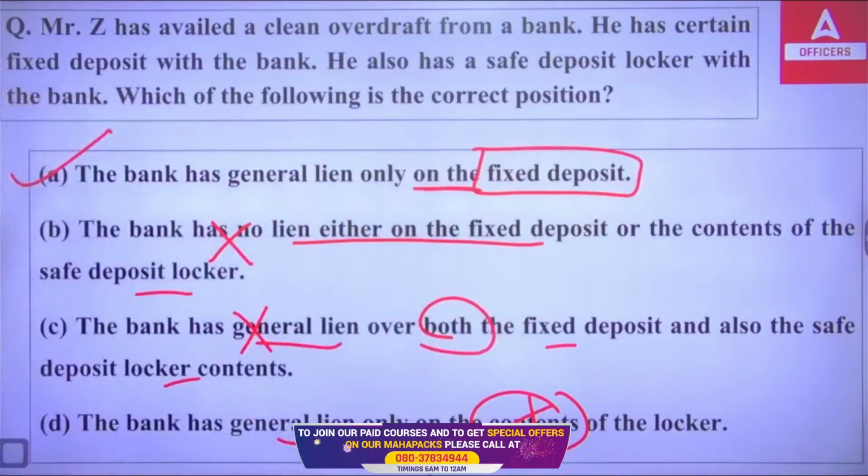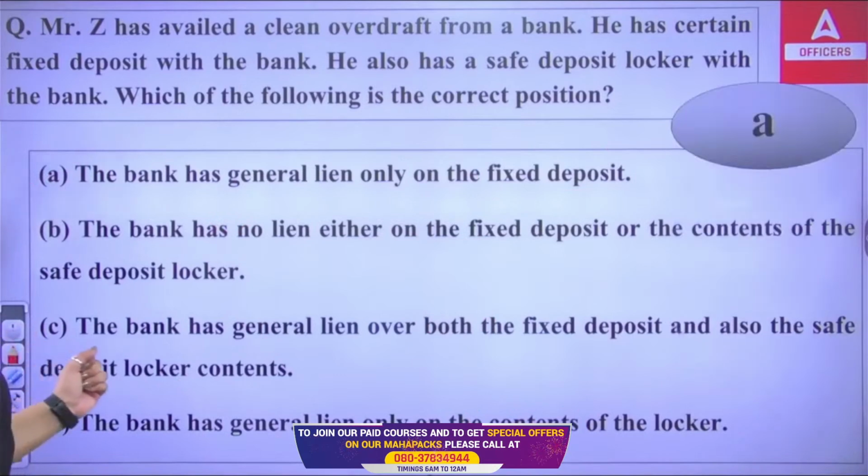The general lien. There are two types of lien, right? General lien and specific lien. So the general lien is only on the fixed deposit. Okay, so the right answer is A. Okay, right answer is what? It is A.